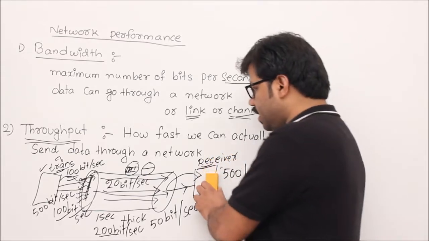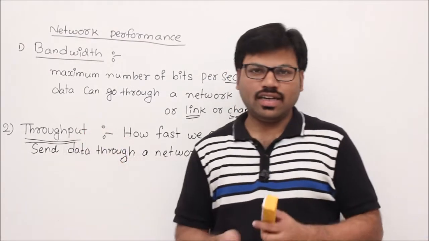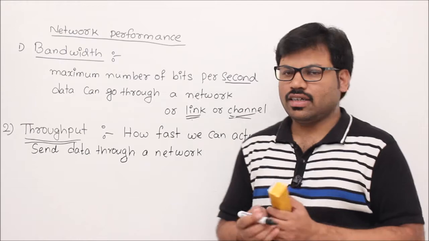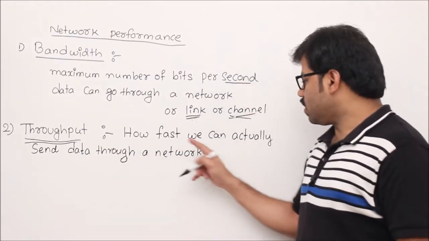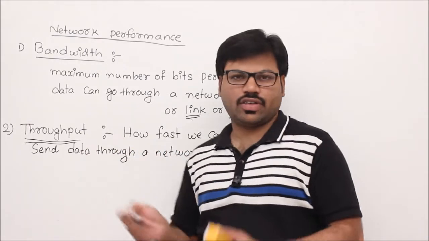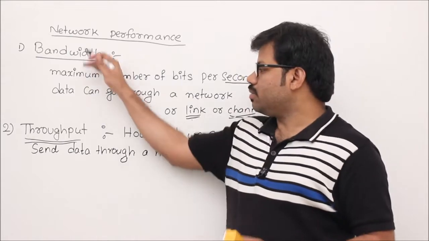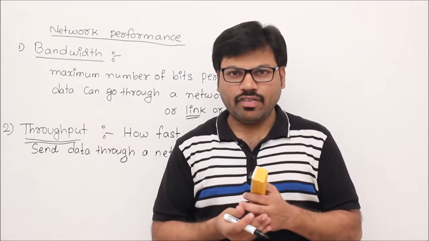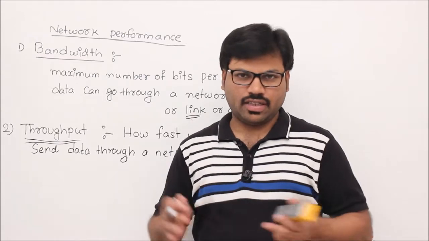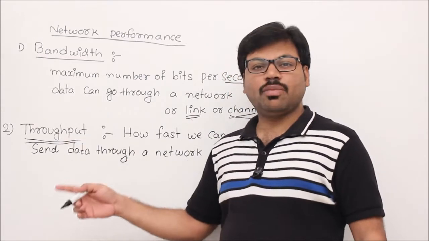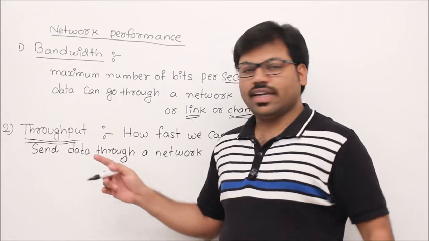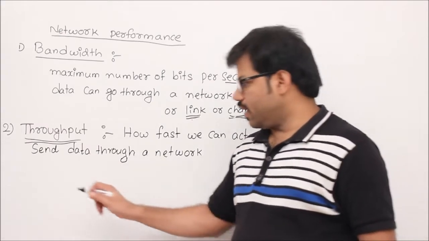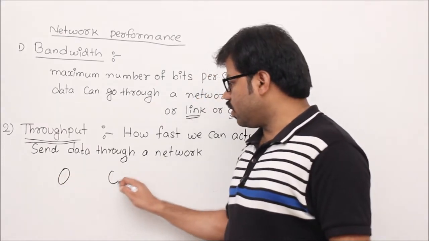Understand? Especially link. Now we'll see the throughput of the channel, otherwise network, otherwise link. Throughput is how fast we can actually send data through a network. That means there is a difference between bandwidth and throughput. In bandwidth, it is how much hardware support you have to send the data through cable or anything. But throughput is about software. That means to send the data, actually there are a lot of hurdles. We will see that first. After that you will understand throughput.